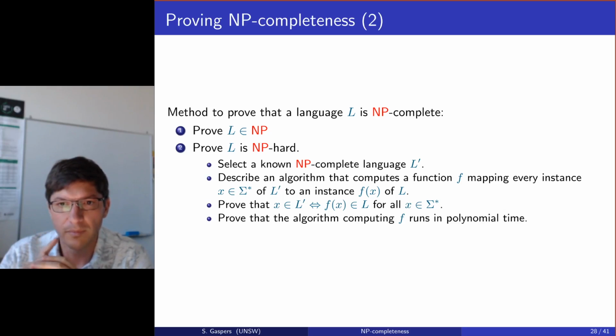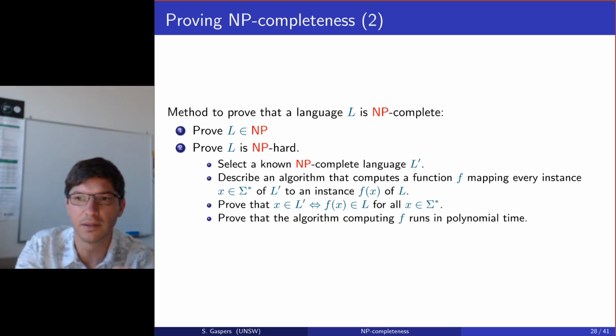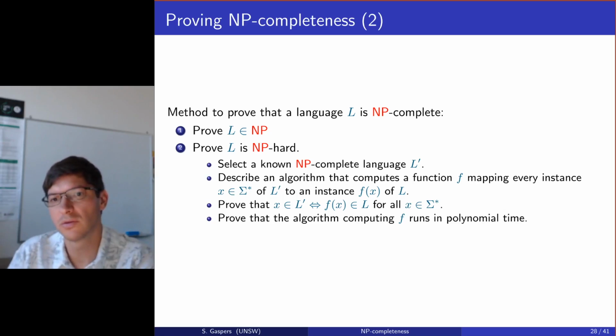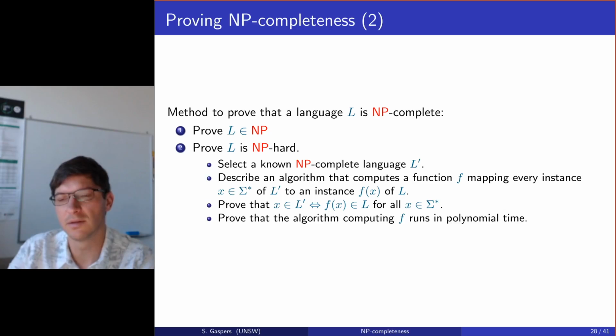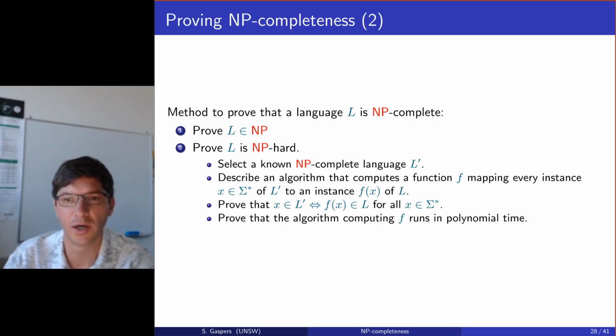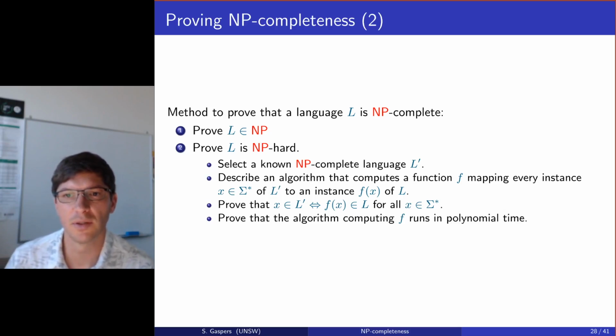One very important thing here is that we need to do the reduction the right way around. So we want to prove that some problem L is NP-hard. We select a known NP-complete language L prime, and then reduce from L prime to L. So input instances for L prime need to be translated to input instances for L, and of course we need to get equivalent instances. So a yes instance for L prime gets mapped to a yes instance for L, and a no instance for L prime gets mapped to a no instance for L.